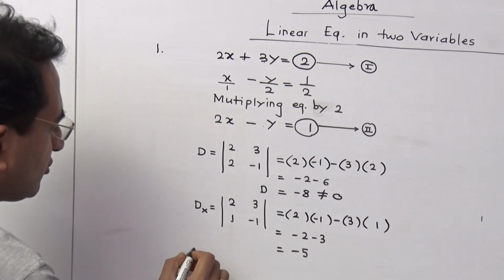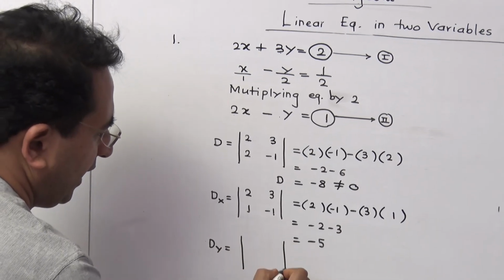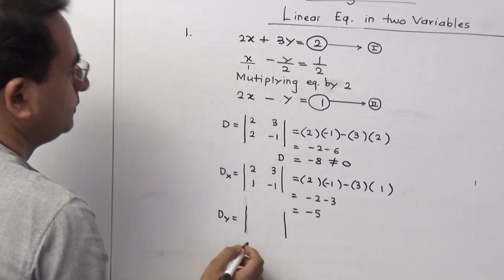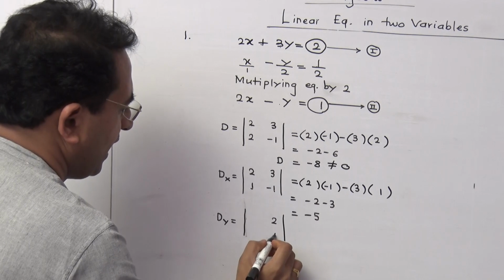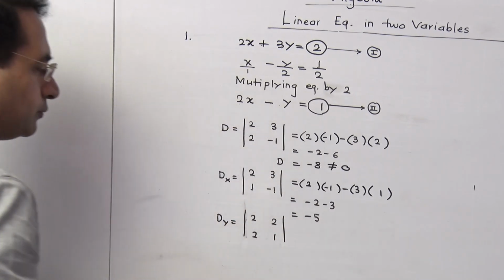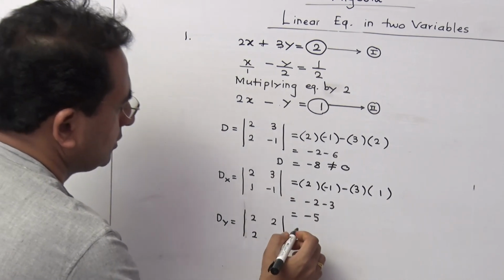Let us go for the next value, dy. Now when you write dy, the y column will be replaced by the answers. So the answers are 2 and 1. So I am writing 2 and 1 here, and the x column will be taken as it is, that is 2 and 2.